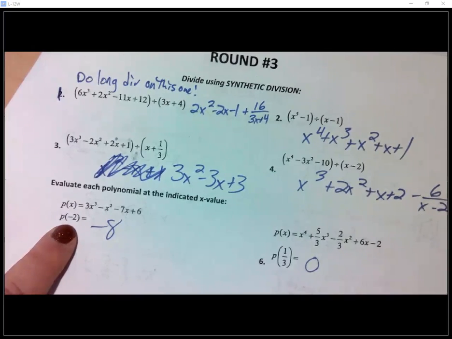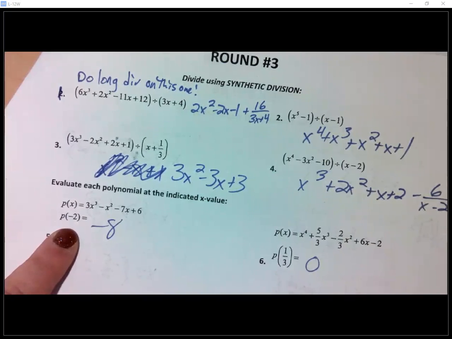So I hope you didn't do 3 times -2 cubed minus -2 squared.